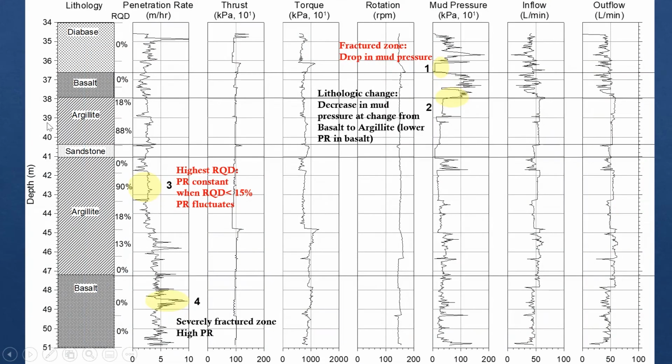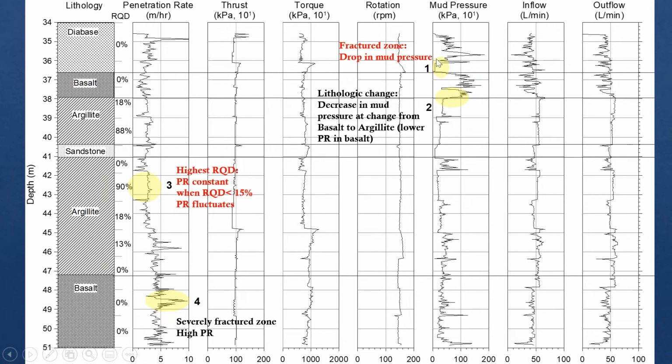This is looking at a full borehole going from 34 meters to 51 meters. So you have diabase, basalt, argillite, sandstone, argillite, basalt. A lot of material in there, and look at the RQD. This is based on what came out of the ground. I know looking at a presentation it's a little hard to analyze these things, but you can look at some zones in here.